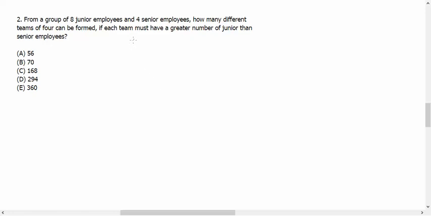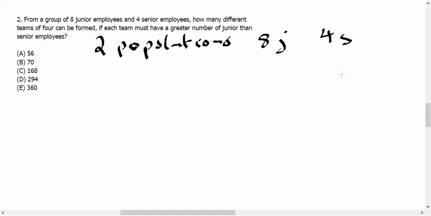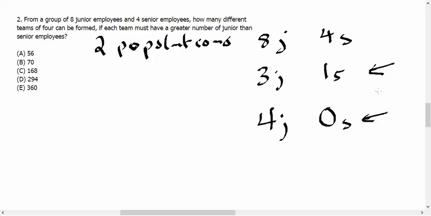Okay, so let's think about this by giving ourselves first some examples. First of all, we've got 2 different populations. We've got 8 juniors and 4 seniors. So we're going to have to keep those populations separate. And let's think of our different options. So we have to have a greater number of junior than senior employees, and we're choosing 4 people. So that means that we could have, for example, 3 junior employees and 1 senior employee. That's one option. Are there any other options that would have a greater number of juniors than seniors? Well, yeah, actually. I could have 4 junior employees and absolutely no senior employees. That's another option. So it's either the first one or the second option.